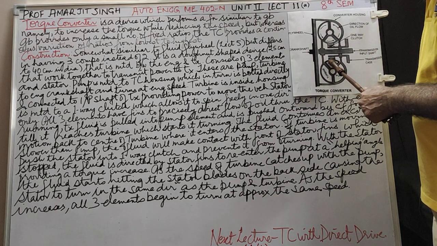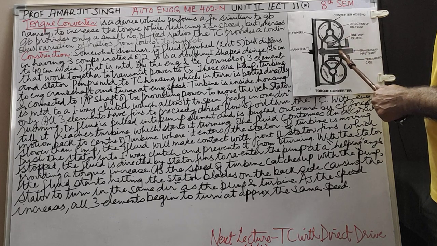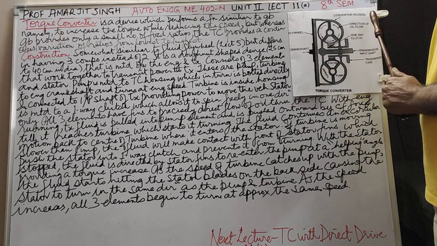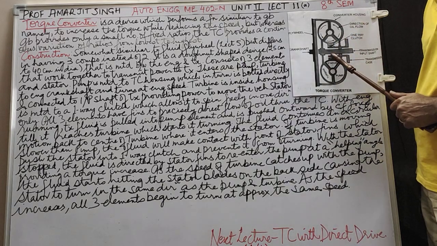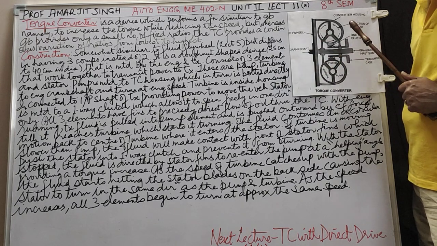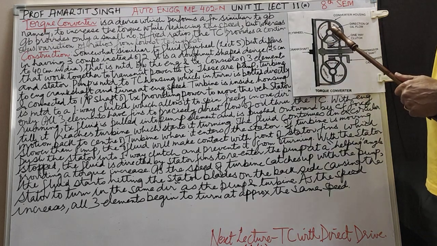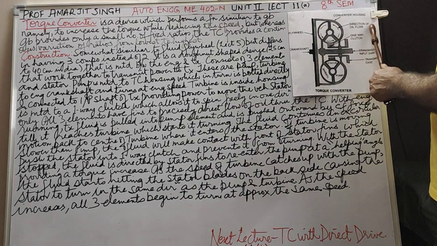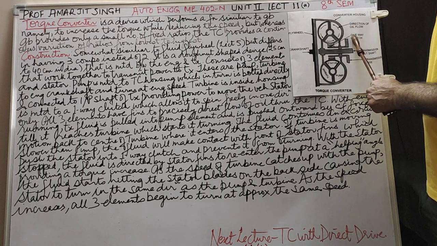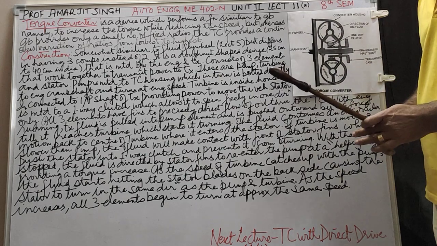The stator: in between the stator and the transmission case, there is a one-way clutch. One-way clutch means it allows the stator to revolve in only one direction, which is the direction of these two, and not in the other direction. The direction of oil flow is shown. One-way clutch. So this is the construction. Hope it's clear.